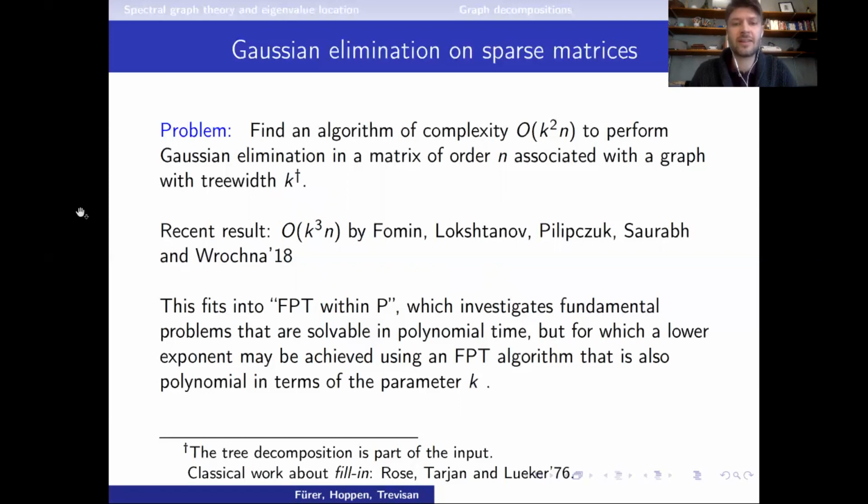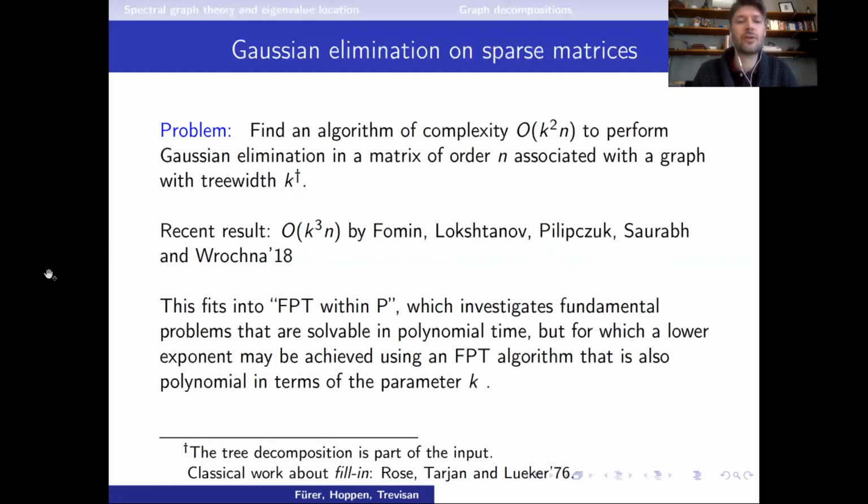I should mention that their algorithm is for Gaussian elimination in general matrices, so they don't need to be square and they don't need to be symmetric. And their graph is a little bit different, because using non-symmetric matrices, it's natural to consider a bipartite graph where the bipartition is given by columns and rows. Anyway, I should also mention that the tree decomposition is always part of the input. As I mentioned before, it's hard to compute in general.